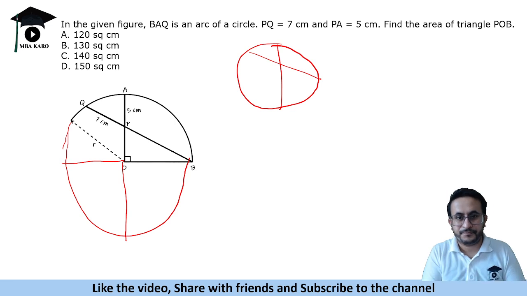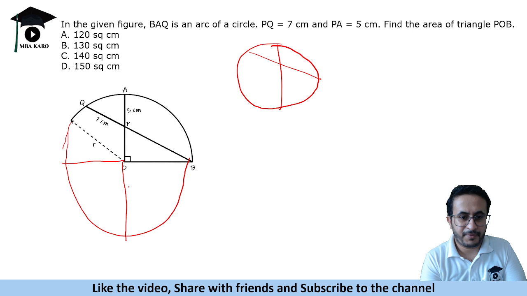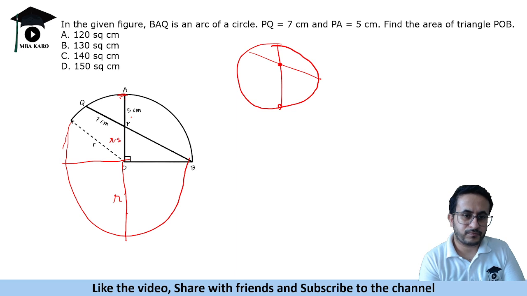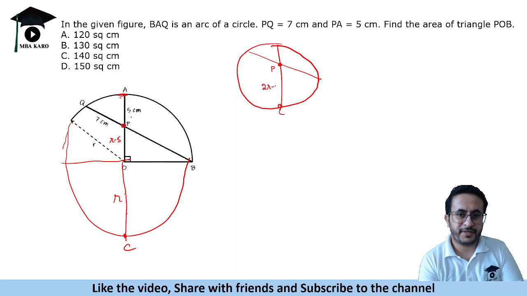Okay, now this part is how much? R, which is the radius of the circle. Now this part is also r, O to A is r, this is 5, so this is r minus 5. So from here till here, P to this point, let us say this point is C, PC, this is 2r minus 5 and this is 5, right?